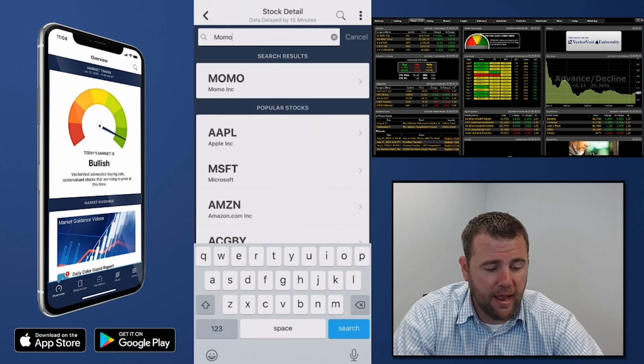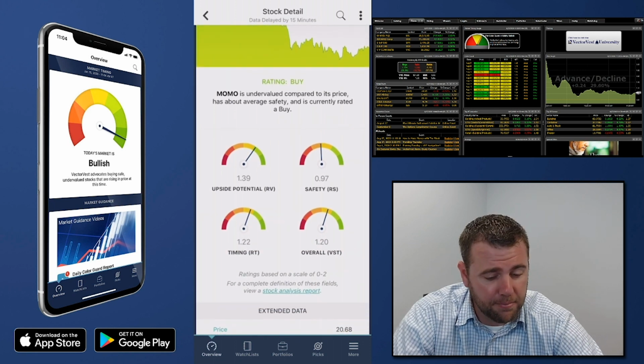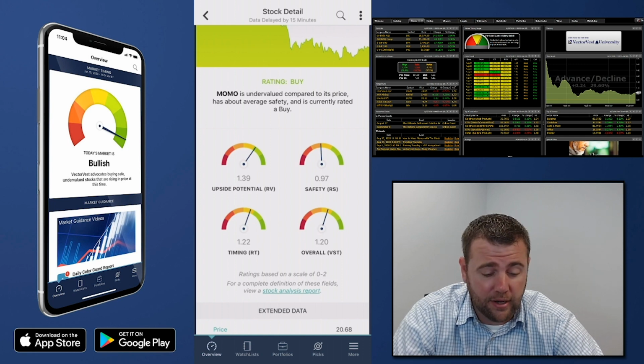Momo, let's go take a look. Haven't seen that one in a while, so we'll analyze it here. You have good long-term potential. You do have a little bit more risk associated with it. Nice steady uptrend, so overall the stock's still favorable.